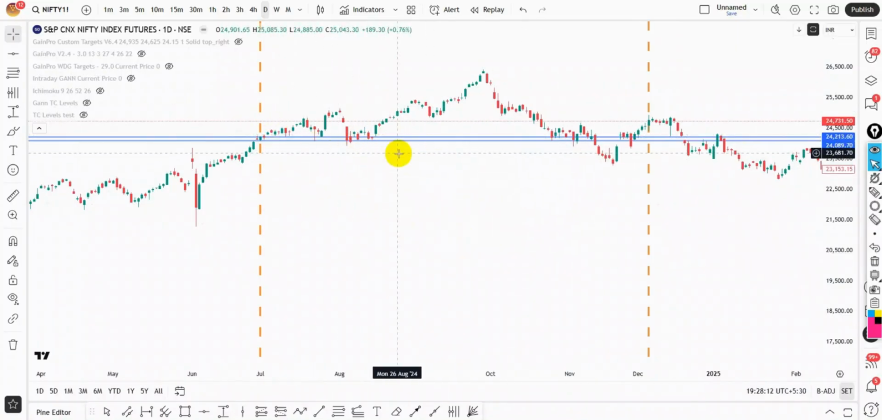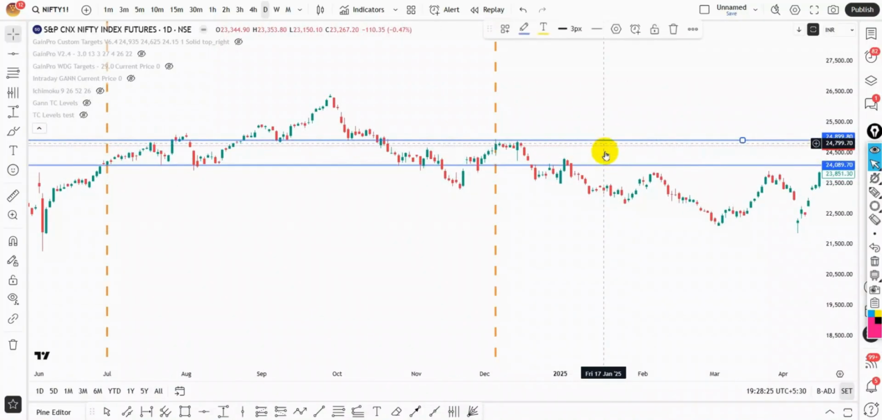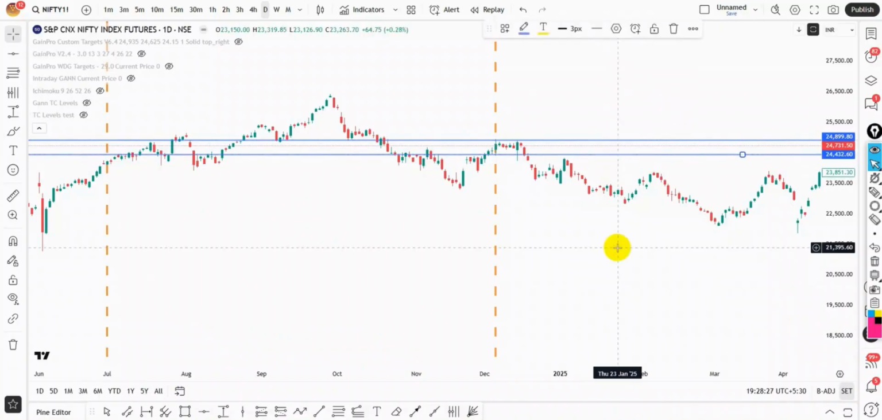You can use the same thing. It will resonate. These numbers will act like a perfect support and resistance. So the next timing candle comes here. Okay, so this is the next timing candle, right?